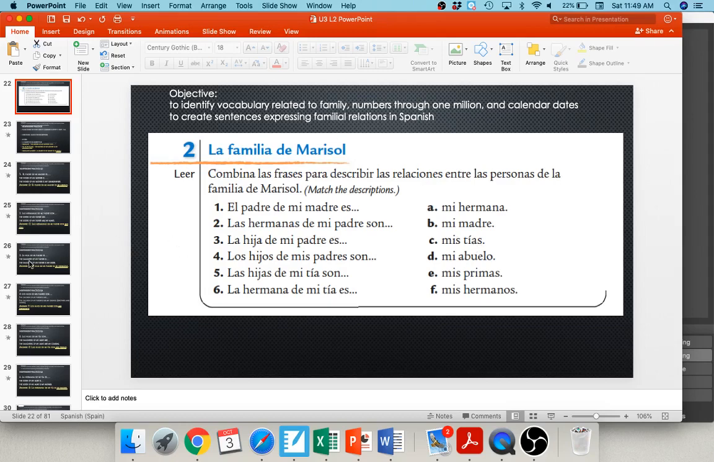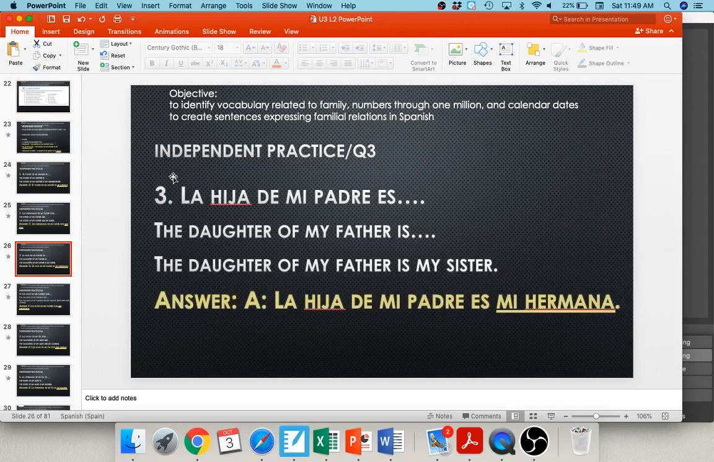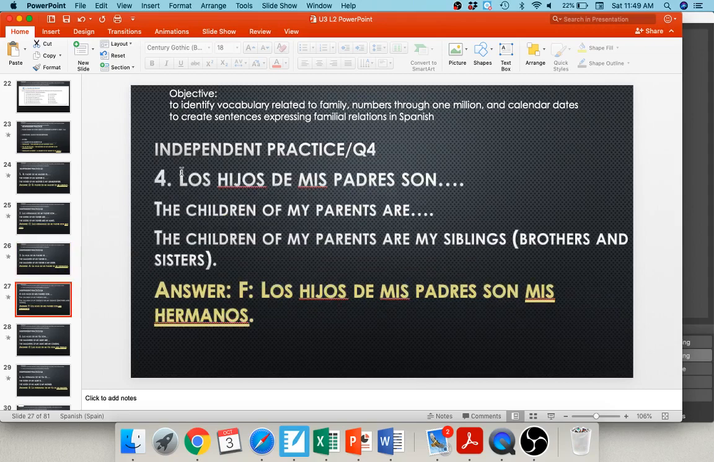Okay, so now that you've had a second to try these, let's get started with number 3. It told us, la hija de mi padre, the daughter of my dad, it's blank. So my dad's daughter would have to be my sister, mi hermana, mi hermana. Number 4, los hijos de mis padres son blank. The children of my parents are, well, they would be my siblings. The children of my parents son mis hermanos, mis hermanos.